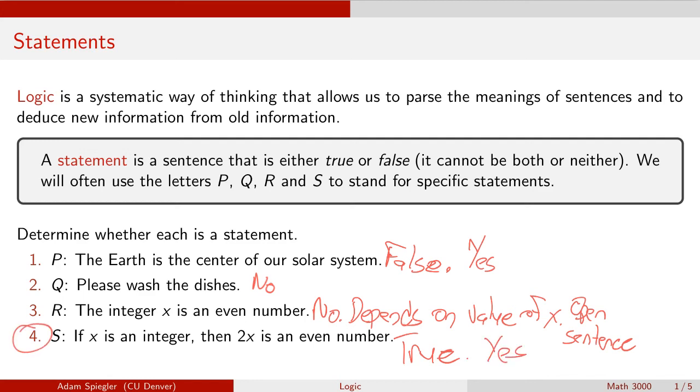So 4 is a statement, and 1 was a statement, and 2 was a command, so that was not a statement. And 3, whether that's true or false, depended on the value of x. So that is not a statement, and we call situations like that, again, an open sentence. Okay, so let's move on and now think about what happens when we start to combine some of these statements.